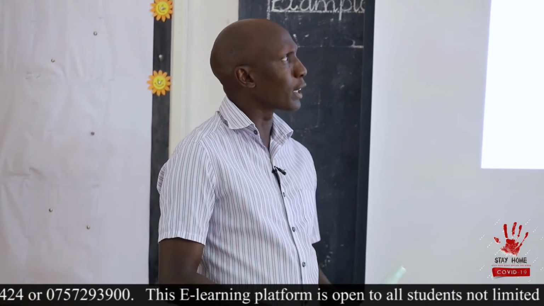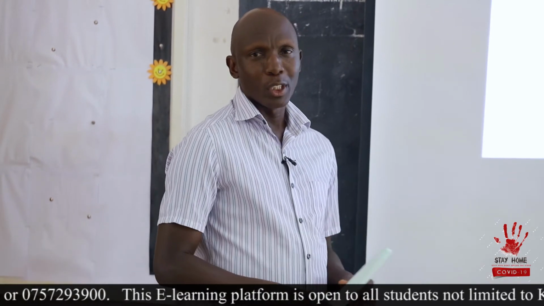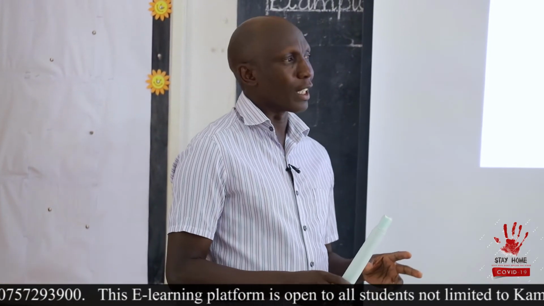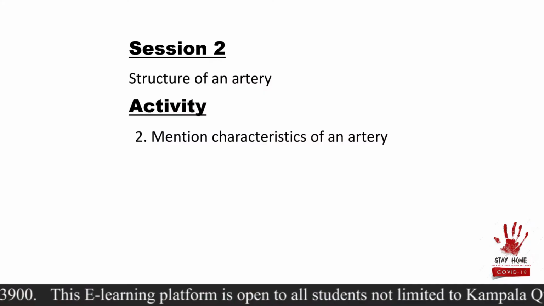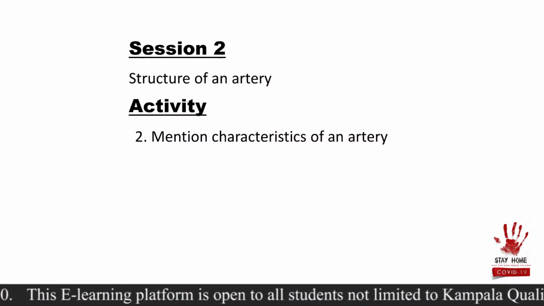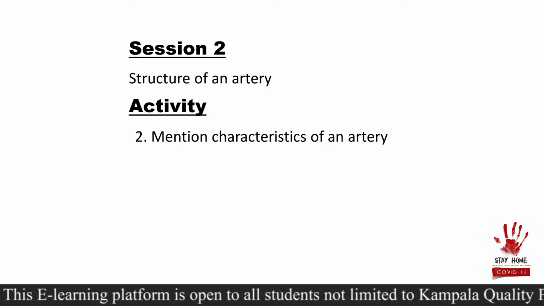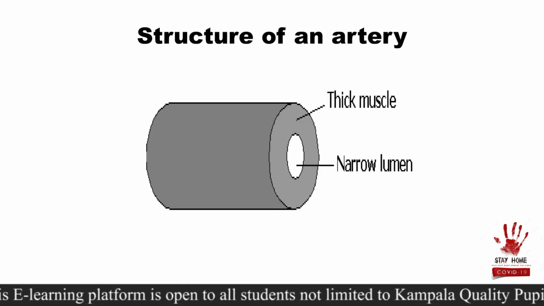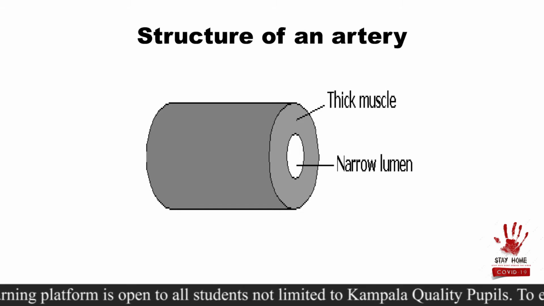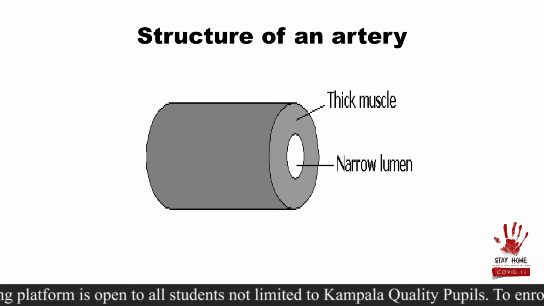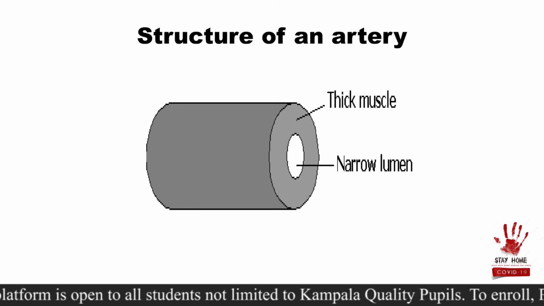So we are going to look at the characteristics of each of them. What exactly does each of them look like? So what's an artery? What does it look like? Let's look at an artery. Below here we've got our structure of an artery. When you look at it, you can see it's a big thing. I can see the words thick muscle. I can see the words narrow lumen. We are going to see the meaning of all that.